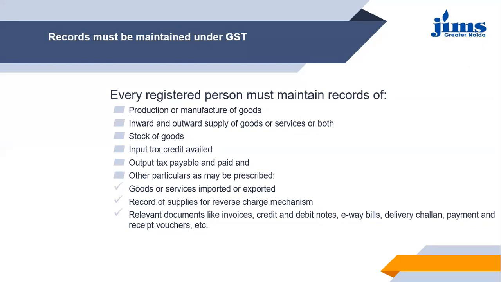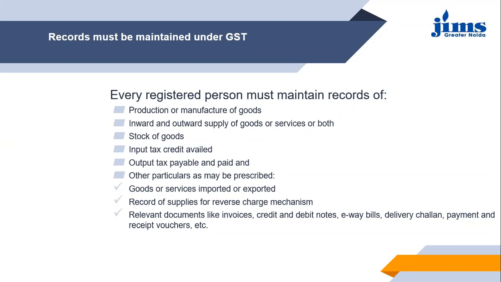Then any stock of goods that you have in your business at any point of time also needs to be maintained. Then input tax credit availed. You know very well that on the portal you get the required information about the ITC being availed, plus you also need to maintain that in your records in physical form. Then output tax payable and paid. Whatever output tax you have paid or is payable, along with the information given on the portal in your account, you have to maintain that also.